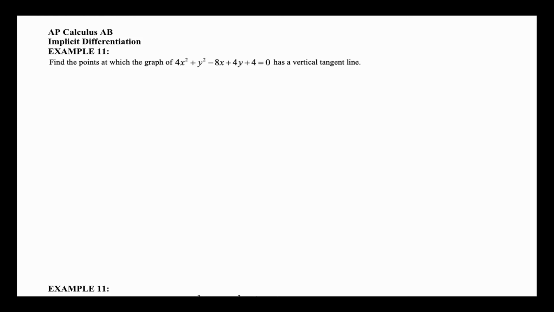Okay, so last couple examples of implicit. First one, it says find the points. Points are x, y. A point is x, y. So we need x, y. Might be multiple x, y's at which the graph has a vertical tangent line.